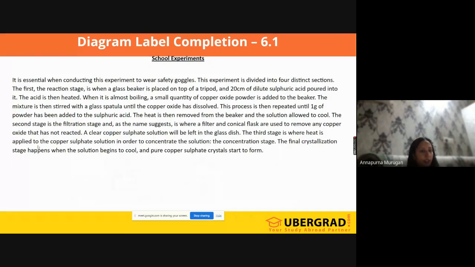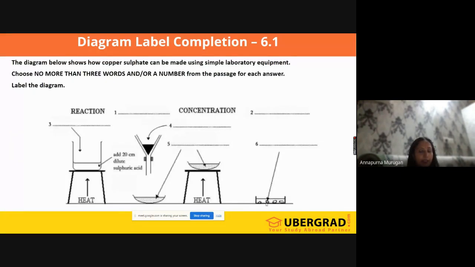It is trying to say when the solution begins to cool and pure copper sulfate crystals start to form. Here what is happening? Pure copper sulfate crystals. So that means here you can see it is in the form of crystals only, right? So therefore you can write copper sulfate crystals. Here the sixth answer is copper sulfate crystals. Okay?